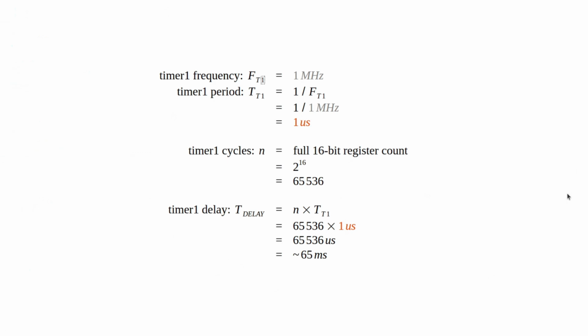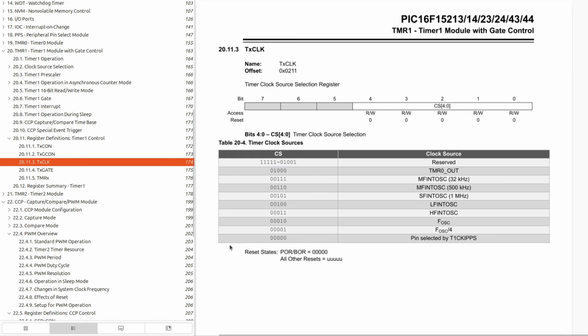So looking at our delay calculations, we can determine that there's really not a lot we can do to adjust this timer 1 delay, because the number of cycles that timer 1 has to go through is always going to be a 16-bit register count. So the only flexibility we have right here is to change the timer 1 frequency. And in the timer 1 chapter of the datasheet, we can see that there are some options for that frequency. And if you recall, we had set it to the 1 MHz SF value over here.